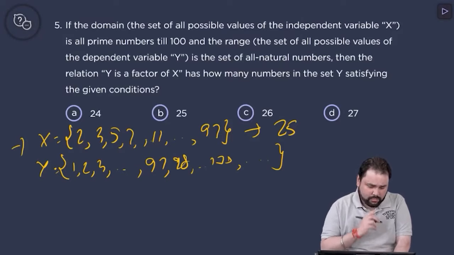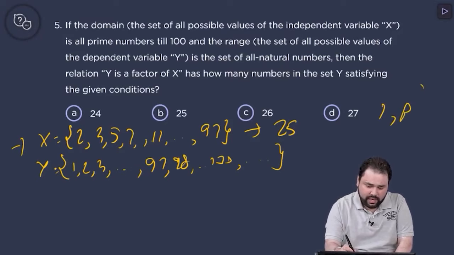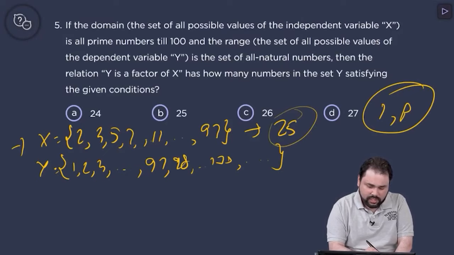These are all prime numbers. What are the factors of the prime numbers? They are the number 1 and the prime number itself. So for these 25 numbers, one factor will be the numbers themselves, which is 25, and then the number 1. So 25 plus 1, 26.